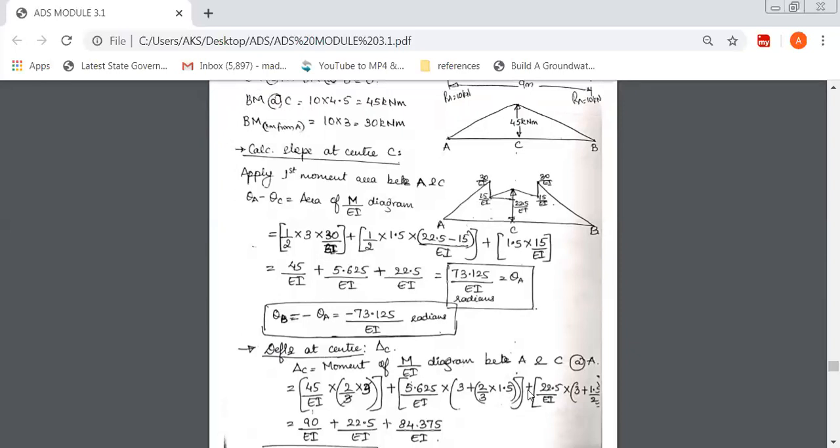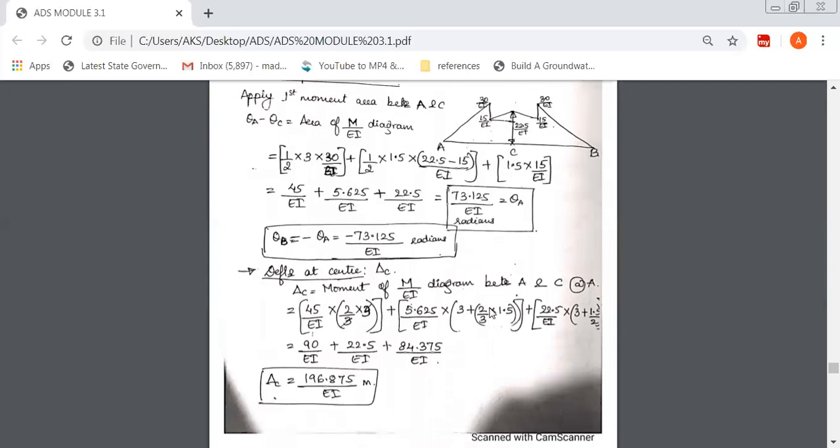Next, plus the third quantity, that is the area of the rectangle, 22.5, write it here. Now this is the rectangle, so the centroid of a rectangle is at 1.5 divided by 2. But you're measuring with respect to A, so that's why 1.5 divided by 2 plus 3 meters. So area into CG, area into CG, area into CG with respect to A. Solve these values and then you'll get delta C. Again, the answer is positive, so the deflection is downward.